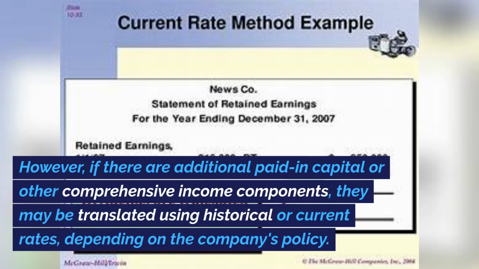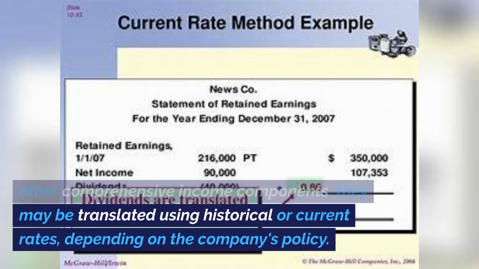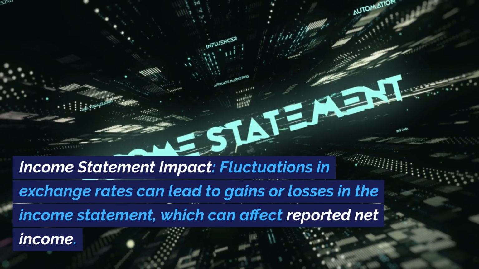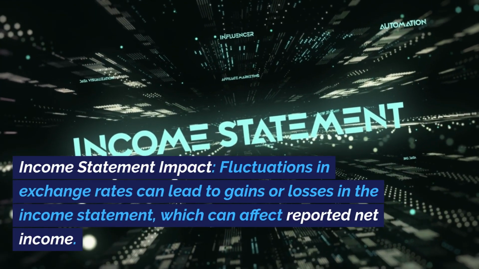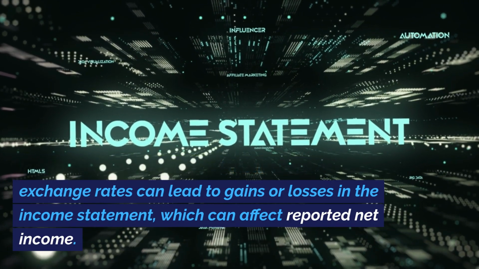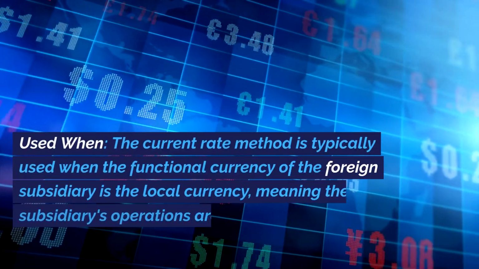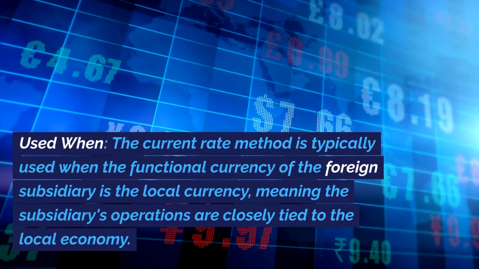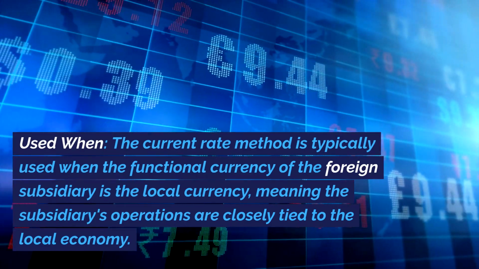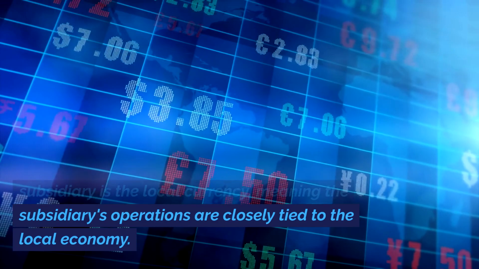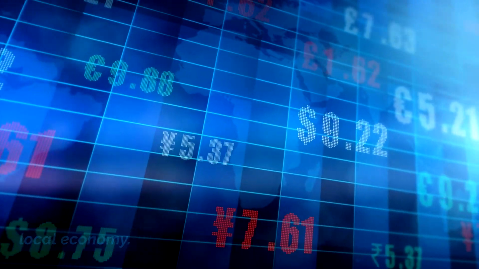However, if there are additional paid-in capital or other comprehensive income components, they may be translated using historical or current rates, depending on the company's policy. Income statement impact. Fluctuations in exchange rates can lead to gains or losses in the income statement, which can affect reported net income. Used when? The current rate method is typically used when the functional currency of the foreign subsidiary is the local currency, meaning the subsidiary's operations are closely tied to the local economy.